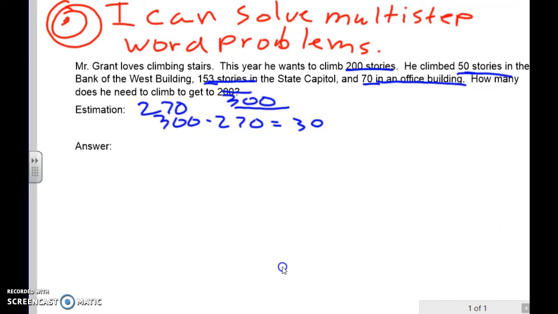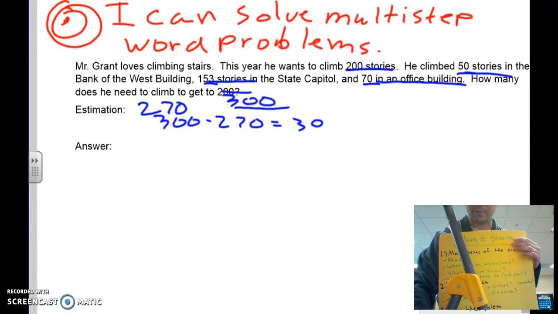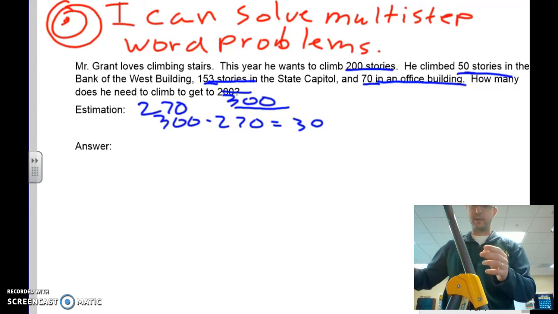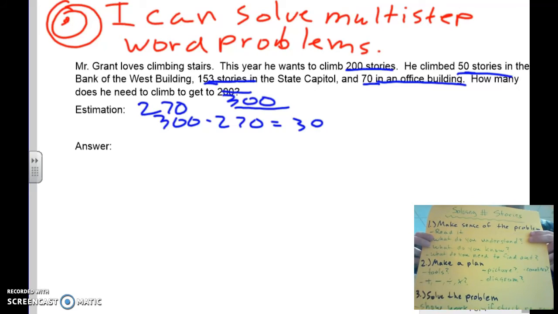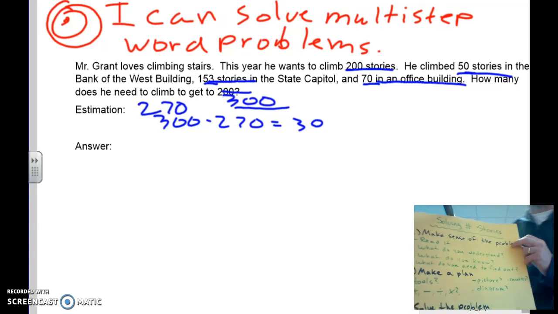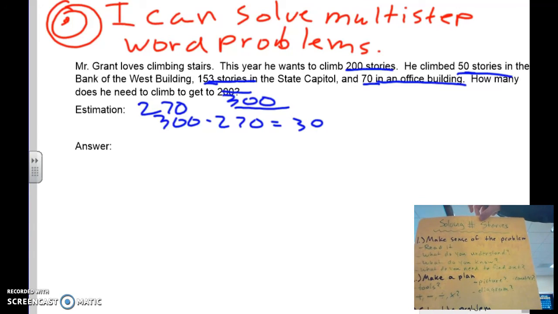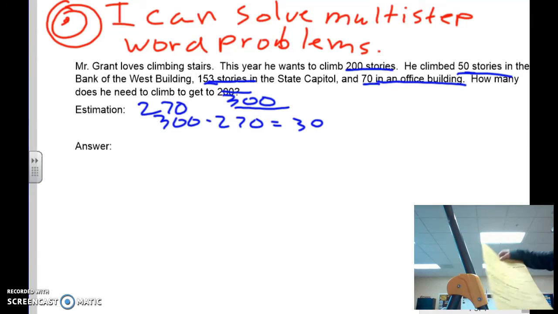Now, our second step, I don't know if this is working right or not, but step 2 is make a plan. So when you're making a plan, we're thinking about tools we need. Are we going to draw a picture, counters, diagram? Are we going to add, subtract, divide, multiply? So let's see what we could do.